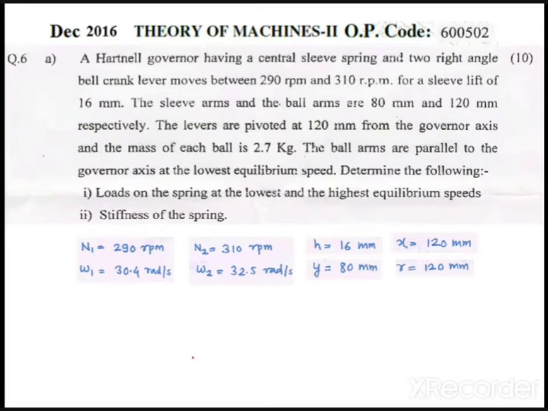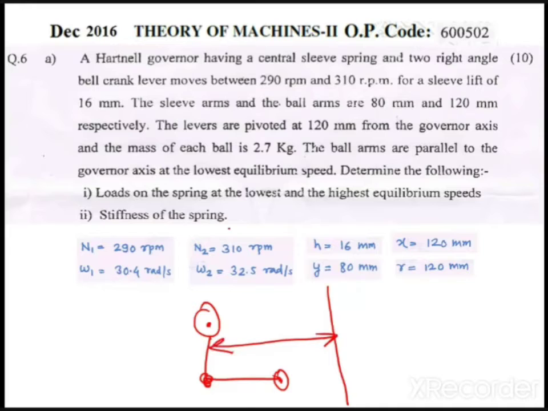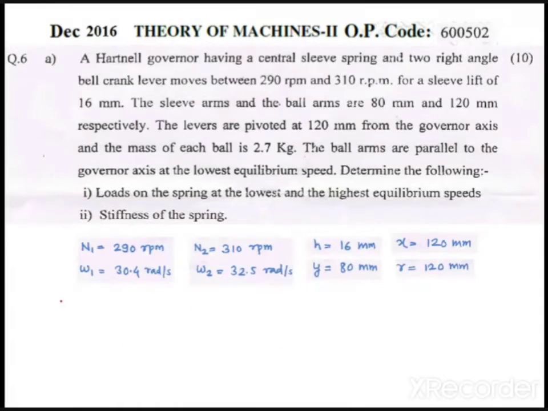Levers means what? You know this position. Let us say this is nothing but a pivot point, and this is the governor axis. The distance between the governor axis and the pivoted levers is nothing but r. So they haven't given you r1 and r2. They have given you that the levers are pivoted at 120 mm from the governor axis, so they have given you r. And the mass of each ball, they have given, is 2.7 kg.